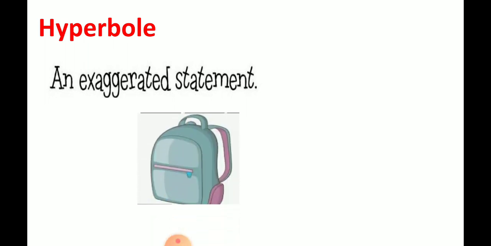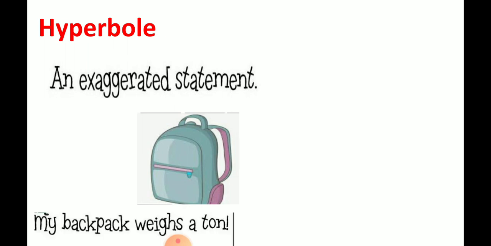This is my backpack. When I'm taking it to school or going out, I'm saying that my backpack weighs a ton. A ton is a big concept of weight. It's in kgs somewhere. So when I'm saying my backpack is weighing a ton, this is that exaggerated statement. How can your backpack weigh a ton? So this means my bag is very heavy. I have to tell the person that it's very heavy. Instead of saying my bag is very heavy, I'm saying my backpack weighs a ton, exaggerating it.